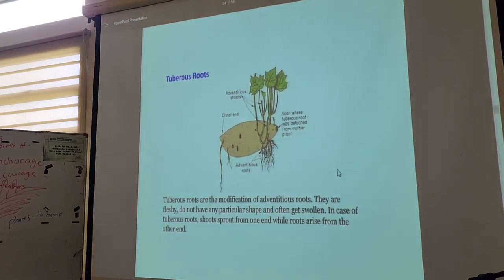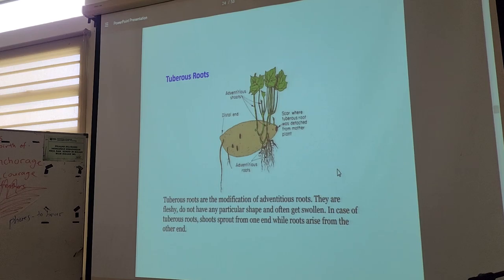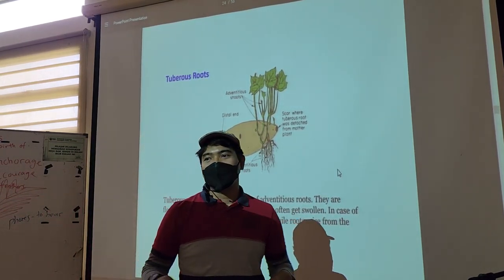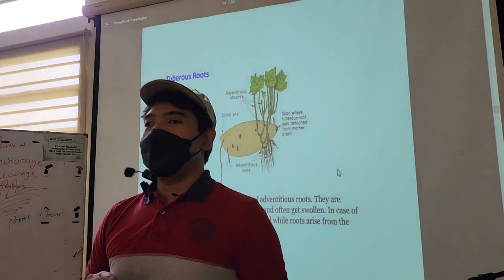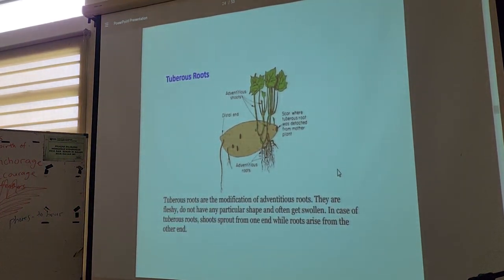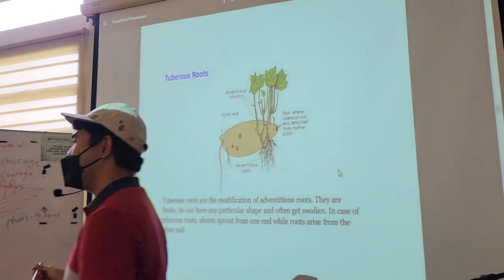Okay, go on. Oh, sorry, I forgot to put the example. What example? Are you sure? You just dealt with potato, and under which practical session? Root or stem? That's why I asked you to bring that. Stem. Yeah. Potato. It's a stem modification.